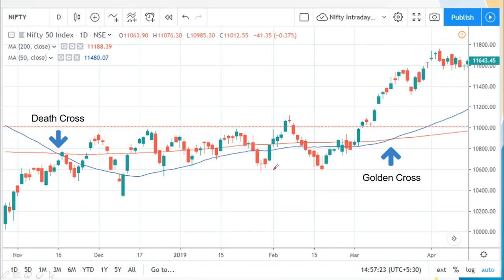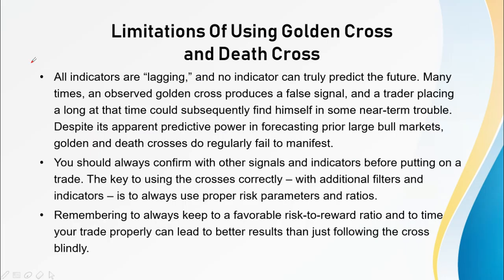Here we can see how the death cross and the golden cross appear when the market is quite volatile, and here the signals can be a little volatile. We can't be sure whether it's a proper signal or if it's a false signal in this case. So again, this is one of the limitations of both the golden cross and the death cross. All the indicators are lagging and no indicator can truly predict the future.